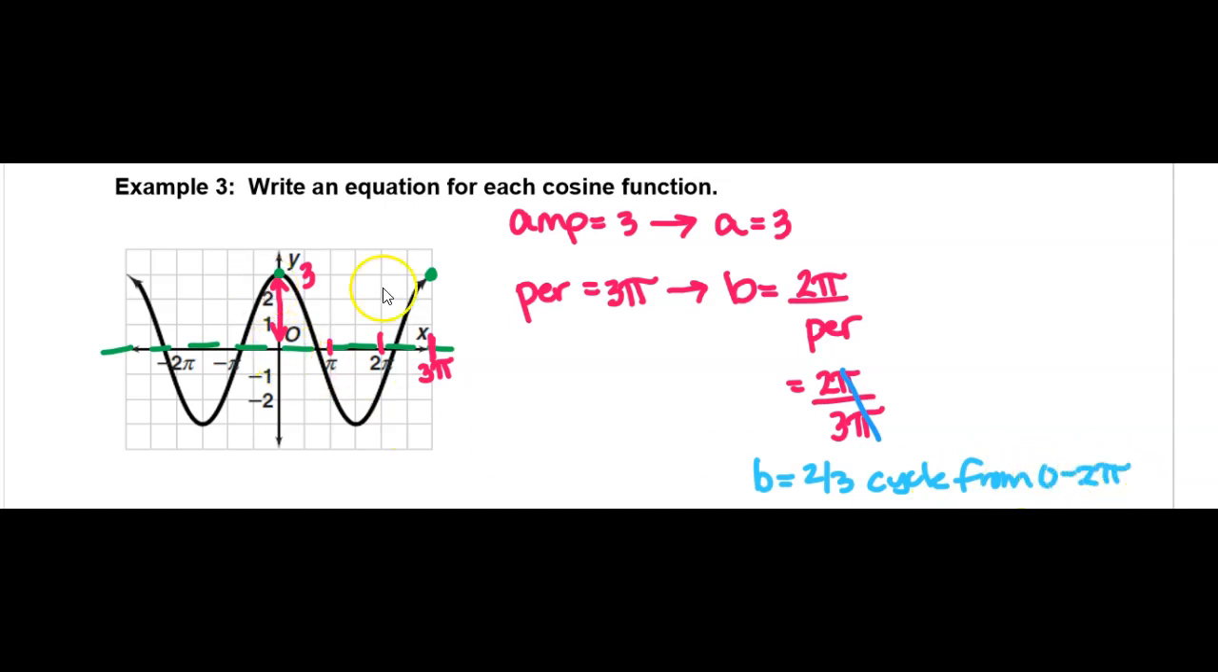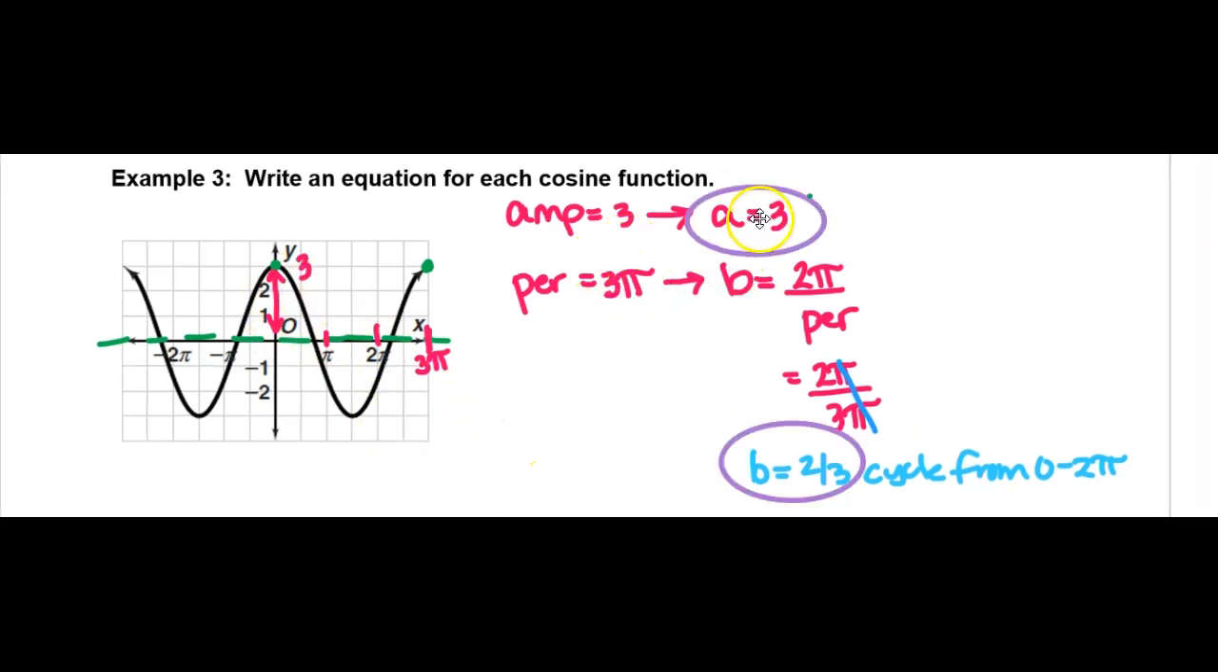And that's what we said. It looked like we didn't get quite a full cycle in. We only got to 2 pi, we only got 2/3 of this cycle in. Okay, so now that we know our A value and our B value, we are ready to write our equation. It's going to be y equals A, 3, times the cosine of B theta. So we would have 2/3 times theta. Or you could write 2/3 x, since that's what they use. So this equation could be y equals 3 cosine of 2/3 x as well. So either way.